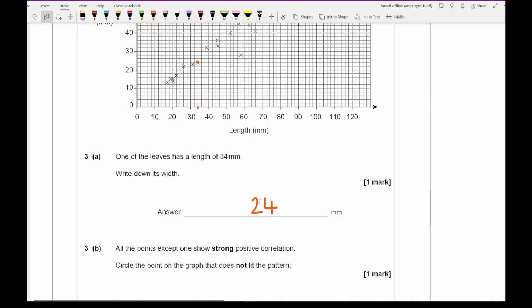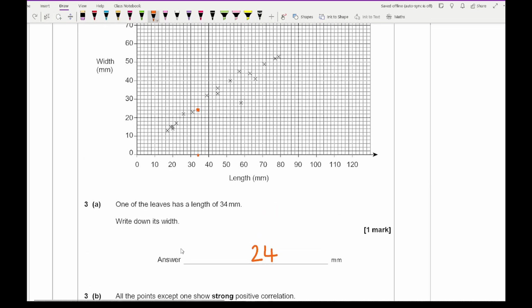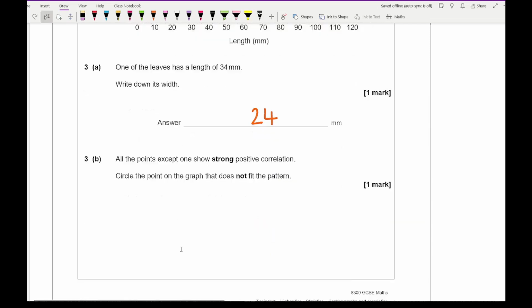It then says for 3b, all the points except one show strong positive correlation. Circle the point on the graph that does not fit the pattern. So the one that doesn't fit the pattern, I was going to say, is probably going to be this one here.